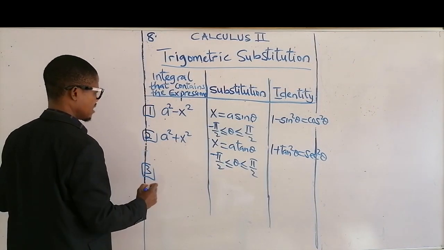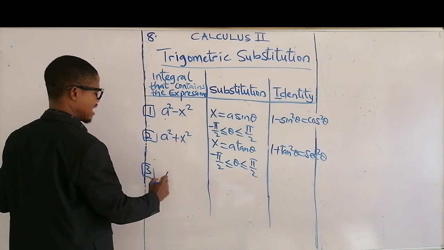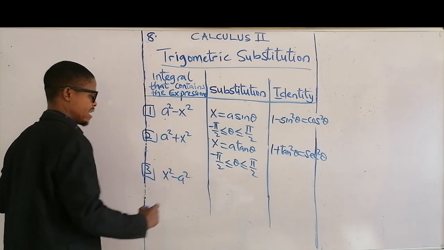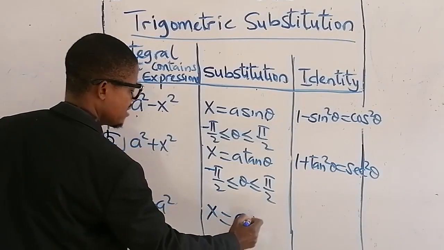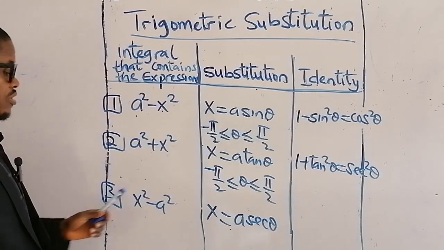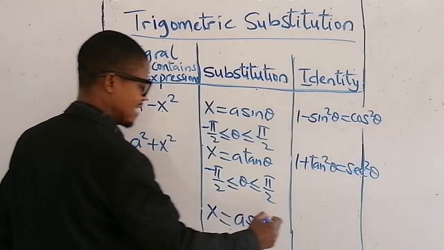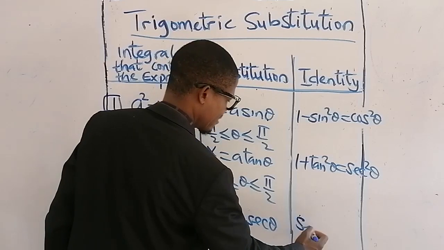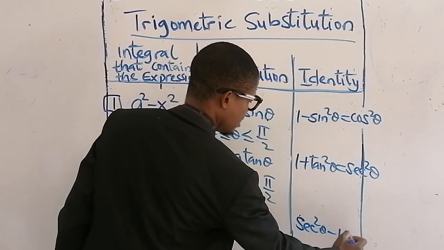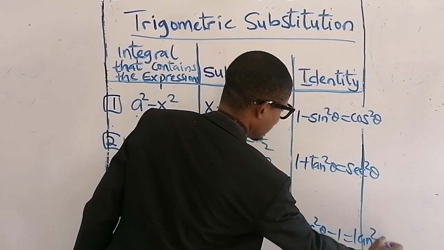The last one is the reverse of this one, which will be what? x squared minus a squared. And the substitution will be what? x equal to a sec theta. That will be the substitution in that case. And then the identity that conforms to this, you can use: sec squared theta minus 1 is equal to what? Equal to tan squared theta.